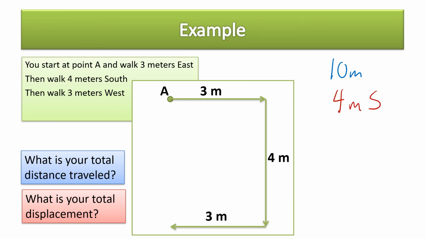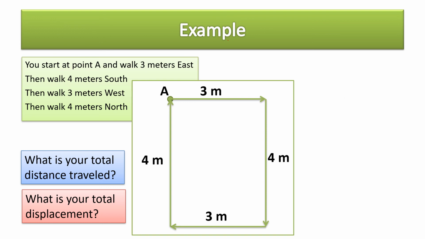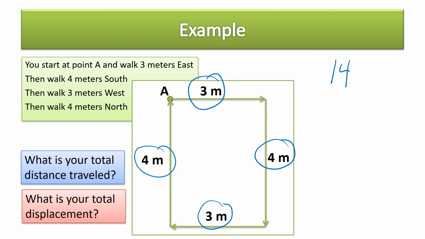And now we're ready for the final leg of our trip. We're going to go 4 meters north. So if I go 4 meters north now, try to figure out the total distance that I traveled. For distance, you don't care about the direction of these vectors. All you care about is how far you walked. 3 plus 4 plus 3 plus 4 gives you 14 meters.